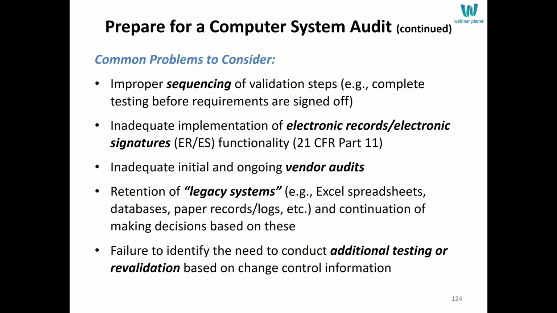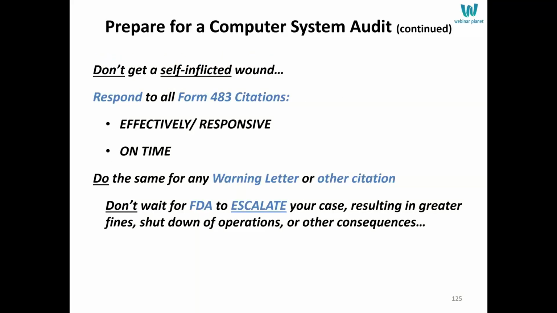Retaining all legacy systems, even though you put a new system in. Now you have two sets of books available to a user, and if they use both, it's confusion and decisions will be invalidated. And not doing the additional testing or revalidation during change control.